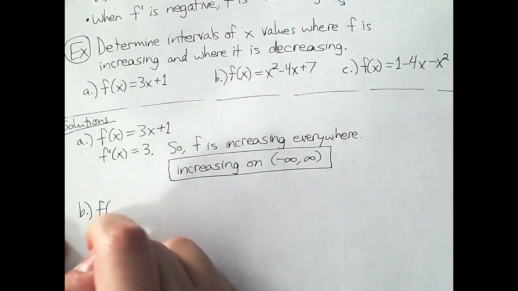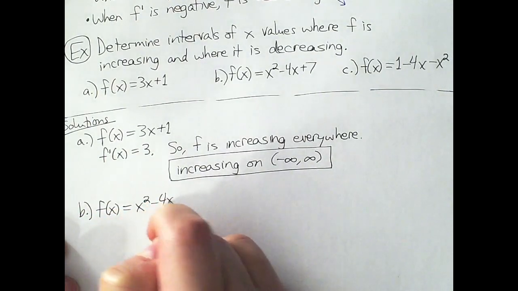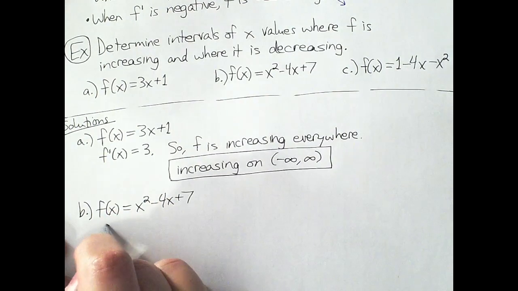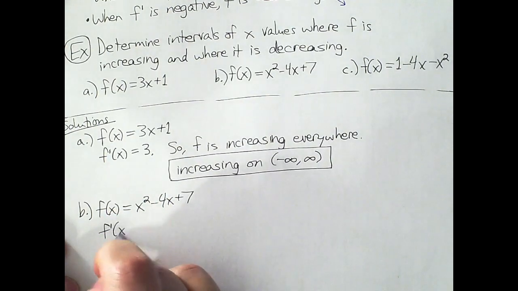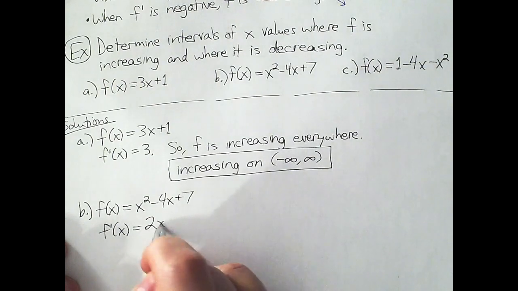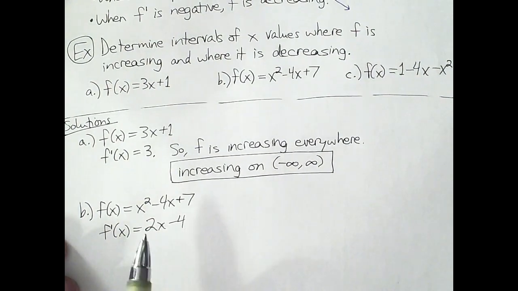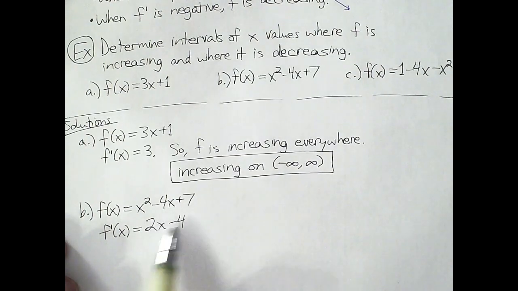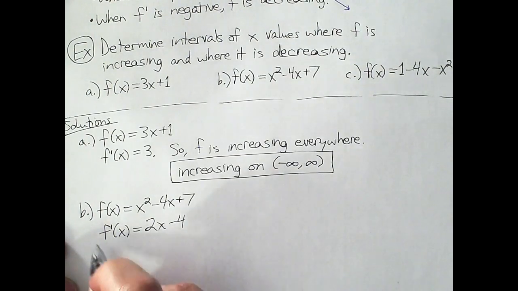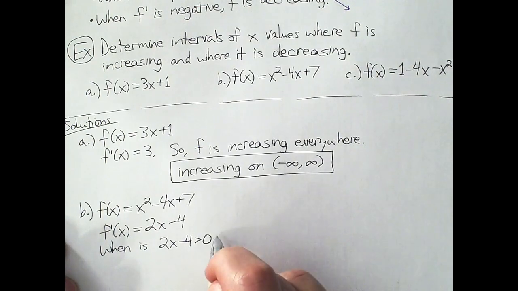The next one, let's see if the next one might be more interesting. x squared minus 4x plus 7. So let's find the derivative and let's see what it tells us. So the derivative, we can find these really quickly now, right? 2x minus 4. All right. Now, where is this positive and where is this negative? When is 2x minus 4 positive?